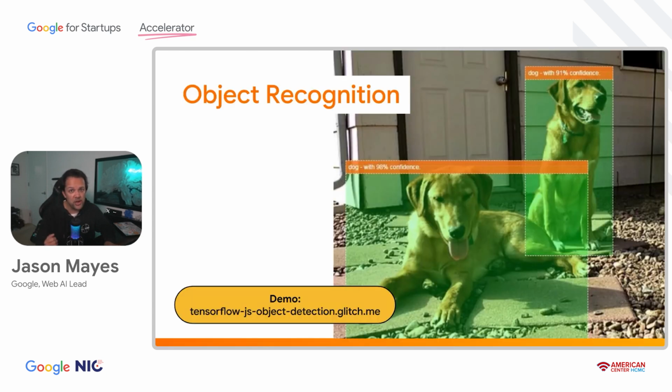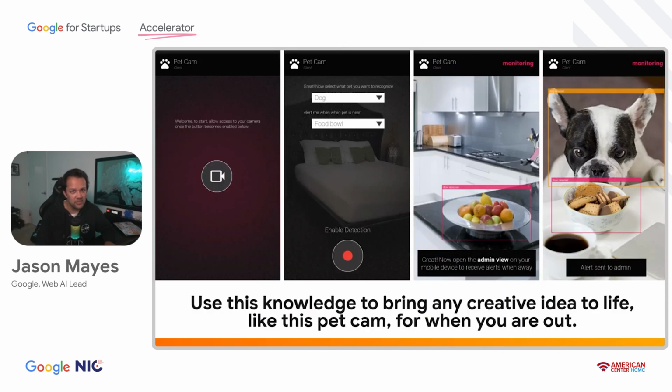First up, we've got object recognition. This allows you to understand where in the image the object is located and also how many exist, which is much more powerful than image recognition alone. That would only tell you something exists, but not where or how many. You could use a model like this to create a pet camera that could notify you when your dog's been naughty eating the treats when you're away from home.